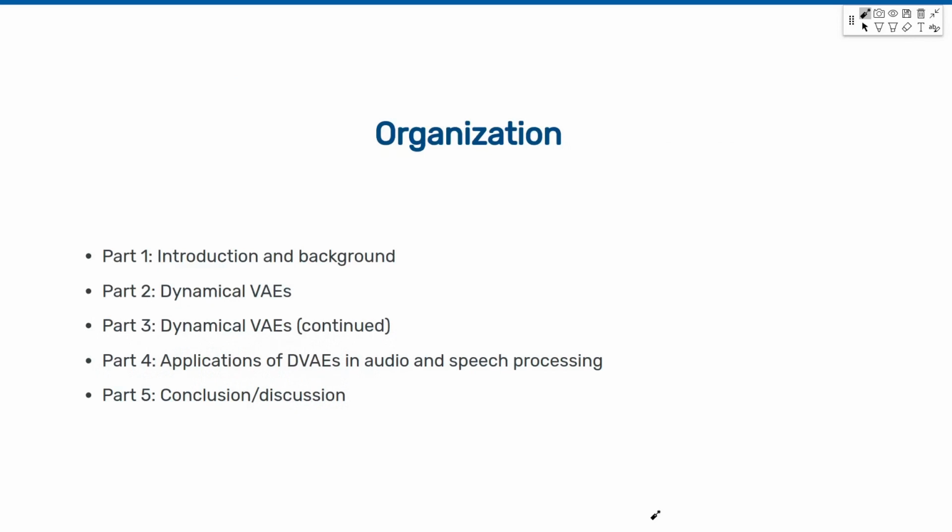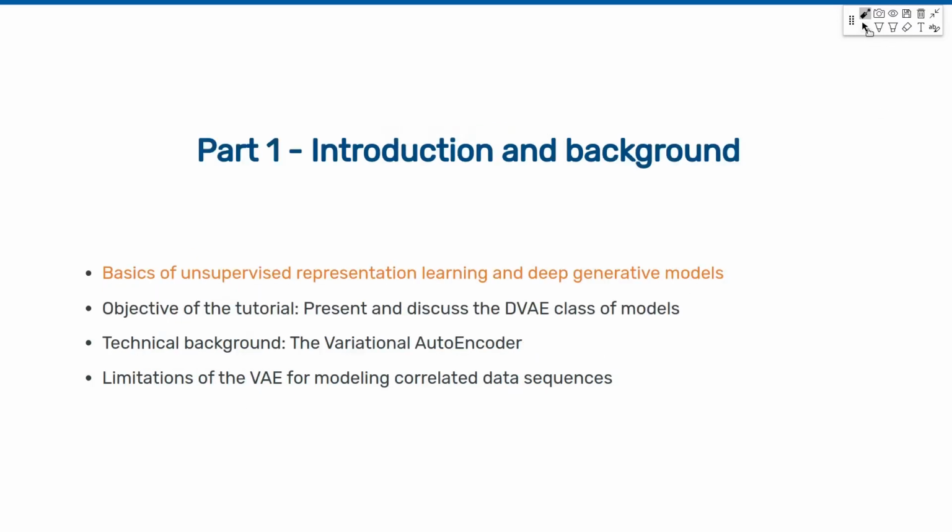This tutorial and its video recording is split into 5 parts. We'll start with an introduction and the necessary technical background, essentially regarding the variational autoencoder. In the next 2 parts, we'll discuss dynamical extensions of the variational autoencoder. Then, we'll present applications of dynamical VAEs in audio and speech processing. And we will finish this tutorial with a conclusion and a discussion about DVAEs. Between each part, we'll take a couple of questions and we will have at the end a longer Q&A session. So let's start with the introduction and the background.